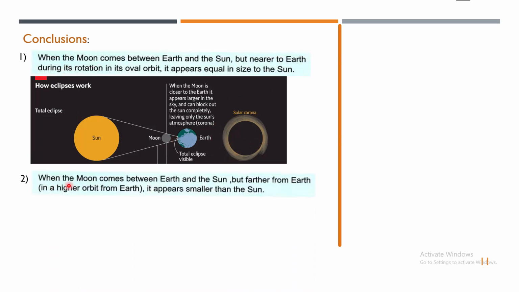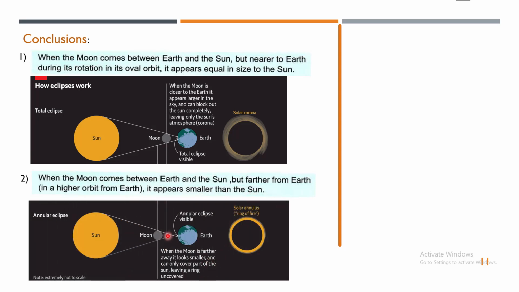And the second conclusion: when the moon comes between the Earth and the Sun, but further from the Earth. Remember the second case? In a higher orbit from the Earth. Well, a higher orbit from the Earth means that the moon is farther from the Earth. It moves far from the Earth and appears smaller than the Sun. So we actually see a part of the Sun, like this picture. The umbra, this part, doesn't reach the Earth, but instead it is the antumbra. And we see the Sun like this picture. So we see part of the Sun, not like in this case.